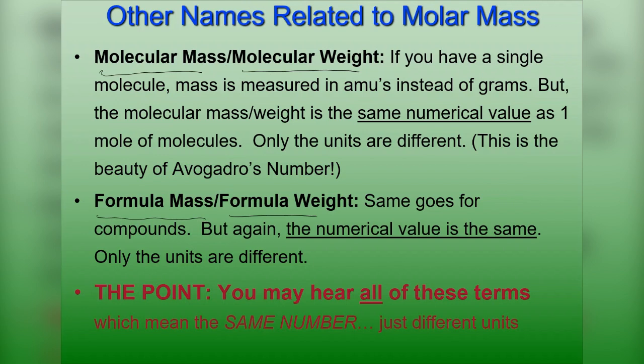If you have a single molecule, then we use AMU, atomic mass unit. But the mass of a molecule has the same numerical value as 1 mole of molecules. Only the units are different. This is the beauty of Avogadro's number. Formula mass, the same goes for compounds, but again, the numerical value is the same. Only the units are different. Keep in mind that you will hear different terms: particles, atoms, molecules, formula unit, molecular mass, molecular weight, formula mass, formula weight. All are the same thing.